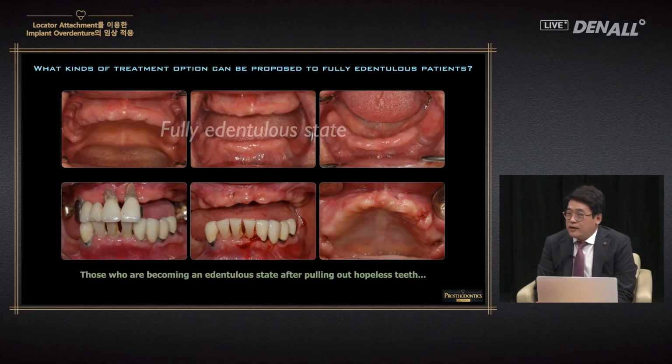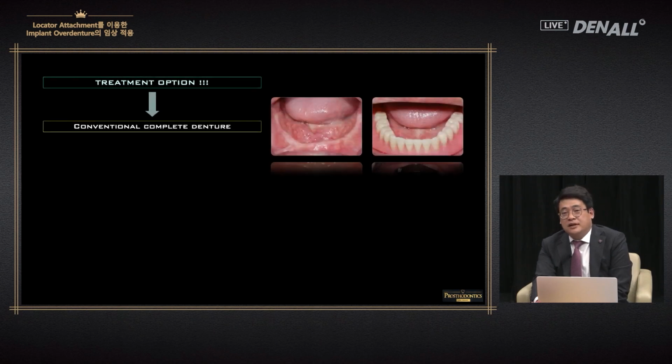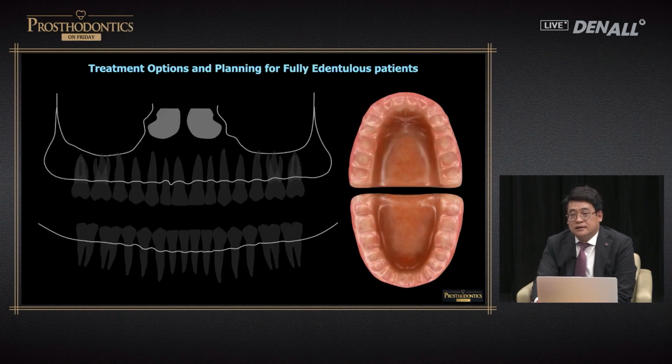At times, we come across fully edentulous patients. At other times, we have to remove all teeth and patients become fully edentulous. We need to come up with a treatment plan for these patients. There are different options, but we can think largely of three. We can provide a complete denture, or place a couple of implants to provide a removable prosthesis, like an overdenture. We can place multiple implants and provide a fixed prosthesis.